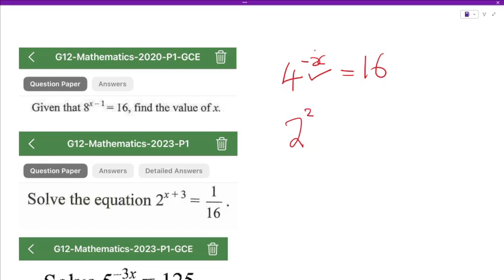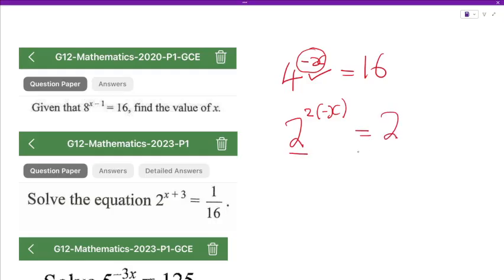But remember, there's already a power here. So what do you do to that power? You put it in brackets, negative x there. When the power is already there and you've simplified, those powers should now multiply.